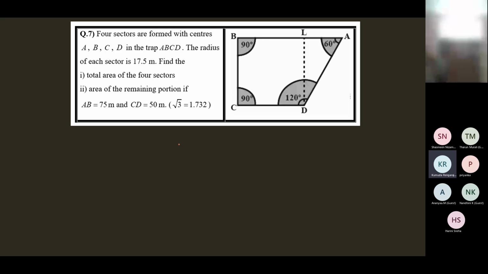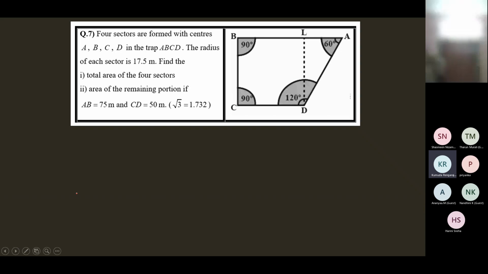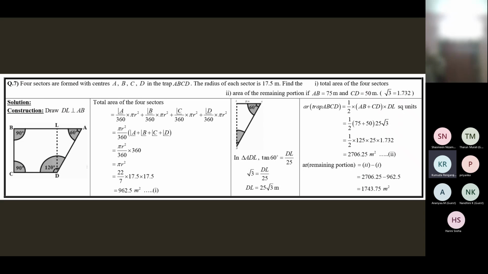If it is given in the figure, now here it's already given in the figure, so I have not said construction. If that is not given, then you will have to draw DL perpendicular to AB. So it looks like it's given in the question itself. You can see this DL is already there with dotted lines. If it is not there, you'll have to draw that. Then you should write construction, draw DL perpendicular to AB.